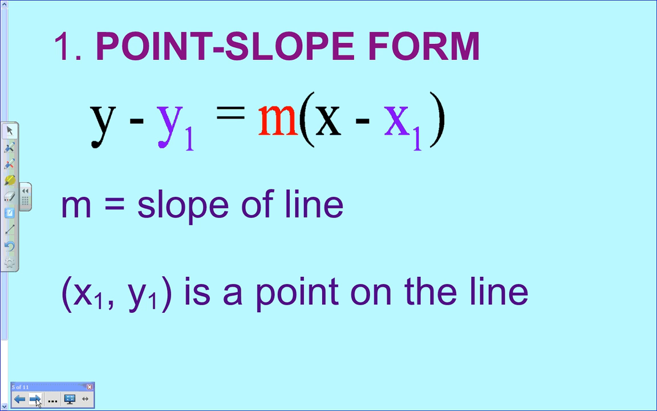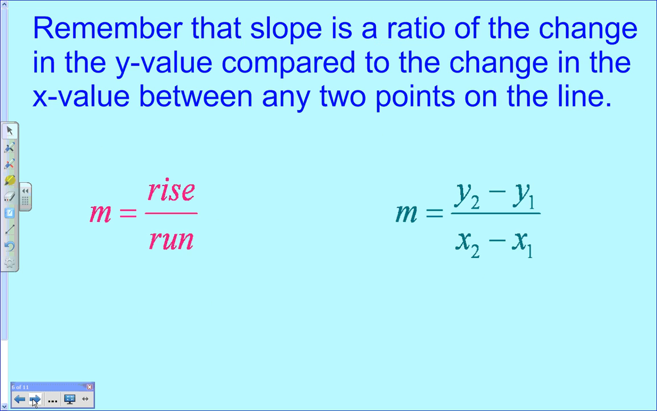Point-slope form, y minus y sub 1 equals m times x minus x sub 1. Remember, m is the slope. And x sub 1, y sub 1 is a point that we know is absolutely on our line. Remember, slope is a ratio of rise to run, or change in y compared to change in x. But it is a ratio.